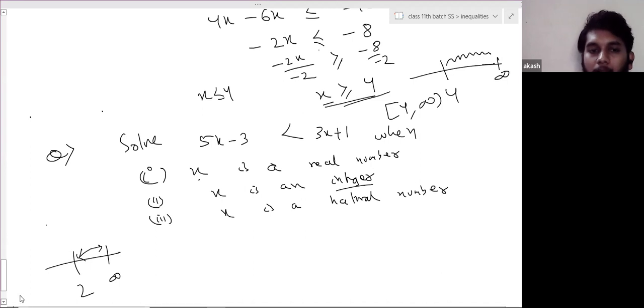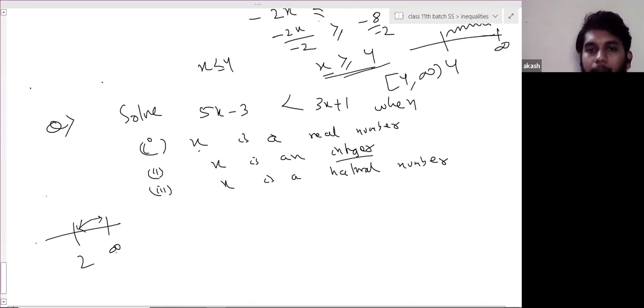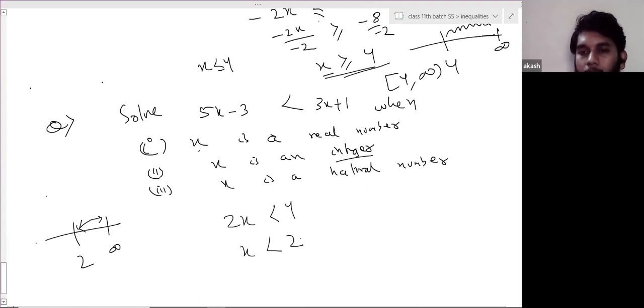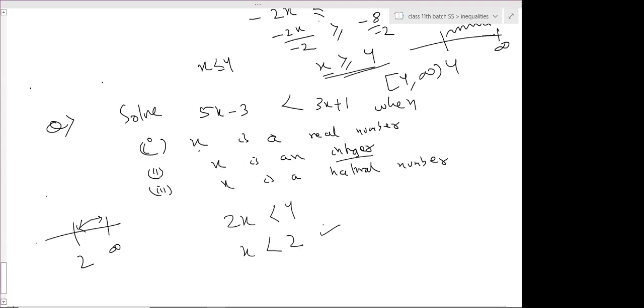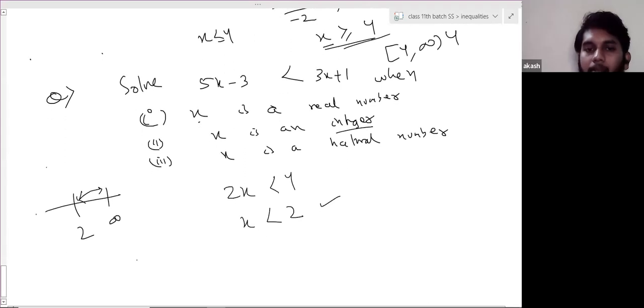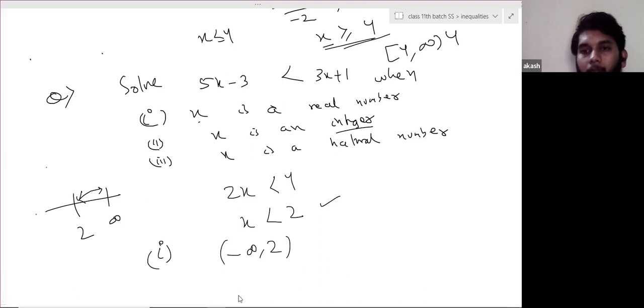So let me give you a hint on how to solve this. 2x is less than 4. So we can write x is less than 2. Yes or no? Yes. So this is the solution. Now we have to represent this in three parts. First we can easily say minus infinity to 2, open brackets on both sides. Fahad, I hope this is clear, no issues in the first part. Yes, sir, it's correct.